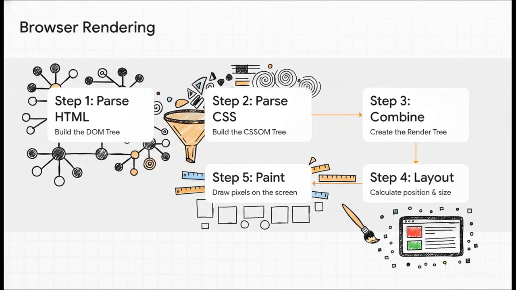Have you ever wondered what actually happens when a browser turns your code into a web page? It seems like magic, but it's a really cool 5-step process. First, the browser reads your HTML and builds a structural map of it. Just go in the DOM tree. It does the same for the CSS, creating the CSSOM tree. Then, it merges those two together to create what's called a render tree, figures out the position and size of everything, and finally, it paints all the pixels onto the screen.